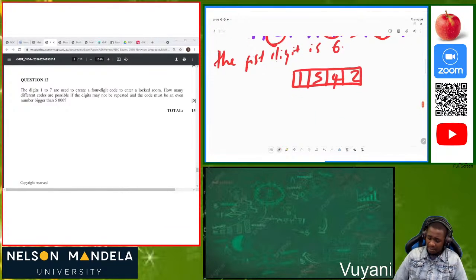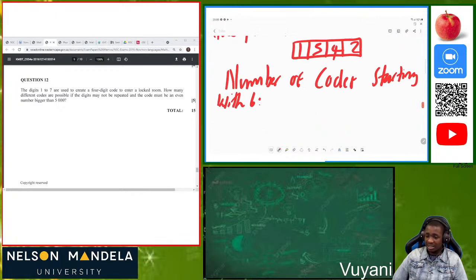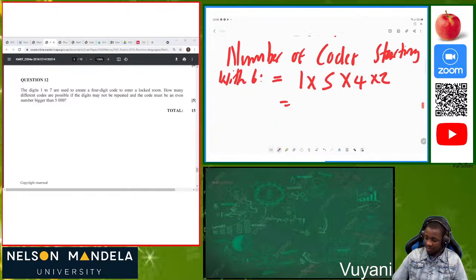So now the number of codes that are starting with 6 will be equal to 1 times 5 times 4 times 2, which is equal to 1 times 5, it's 5, 5 times 4, it's 20, 20 times 2, it's 40.